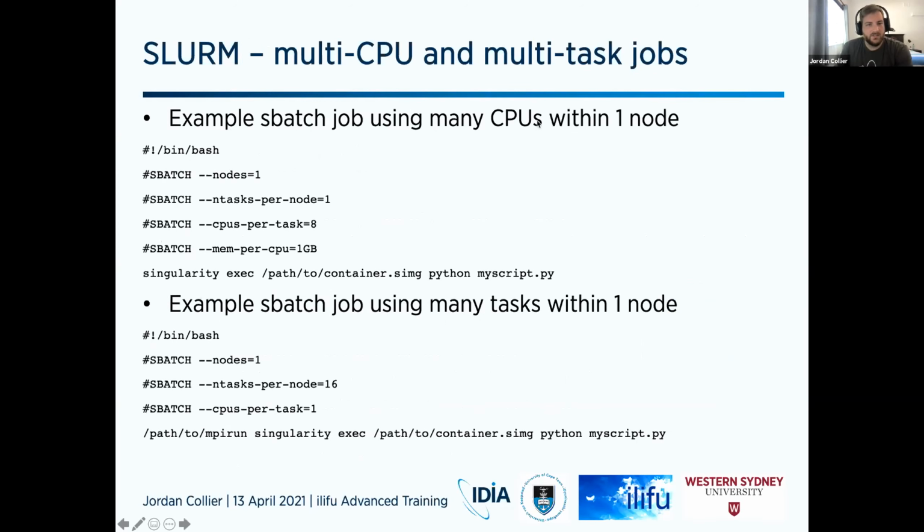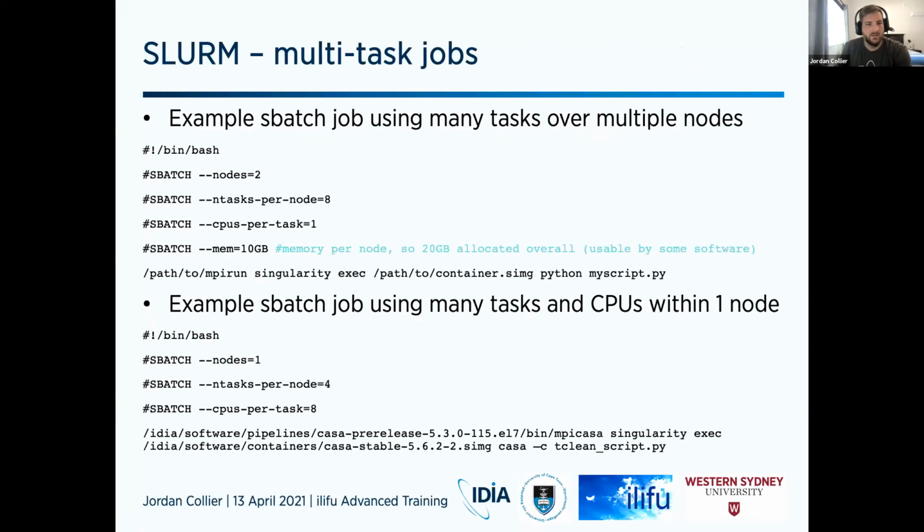So here's this in SBatch form. So using a single node with many CPUs, we set CPUs per task to be 8, mem per CPU to be 1, and then we have our call as shown earlier to run our process. We could do a single node with many tasks. So we set tasks to be 16, leave CPUs and nodes as 1, and then we have our MPI wrapper and then our singularity call and the script.